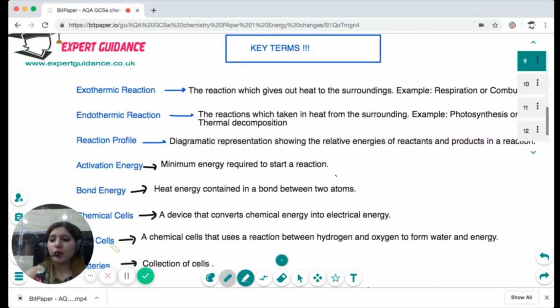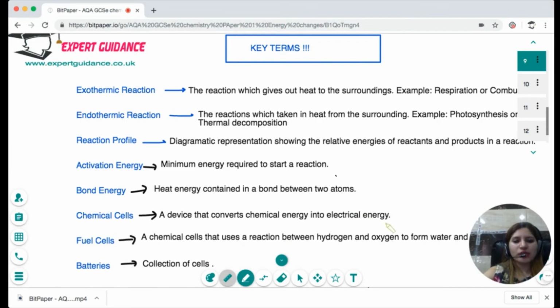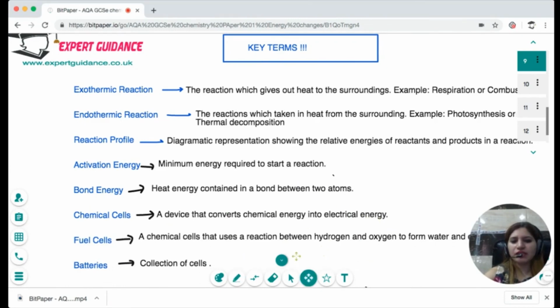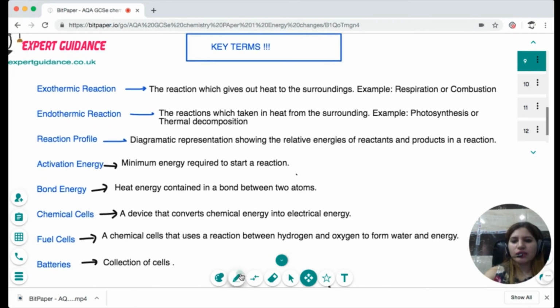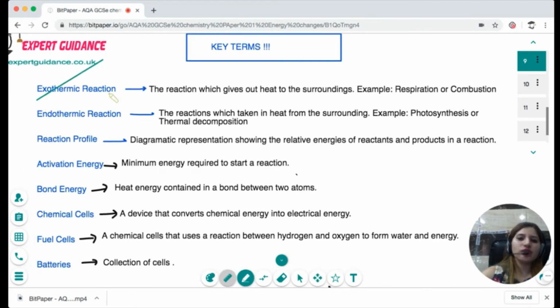Okay, so I hope this topic is a short, sweet, and simple topic. Let us just quickly look over the key terms that we saw in this topic. What is an exothermic reaction? The reaction which gives out heat. Example, respiration and combustion. Endothermic reactions are the reactions which take in heat from the surrounding. Example, photosynthesis or thermal decomposition.